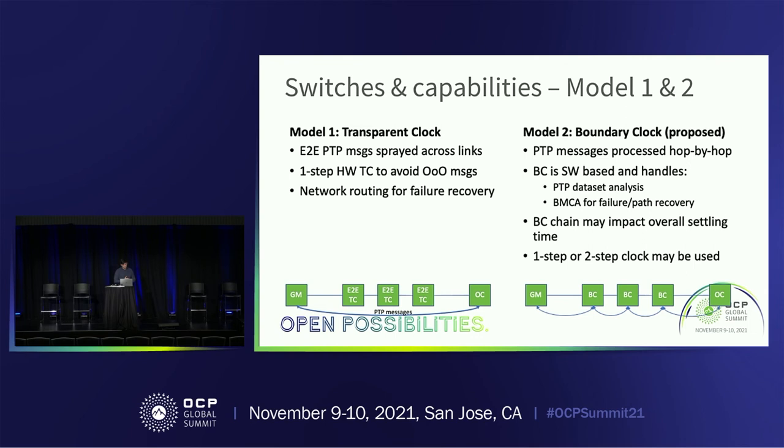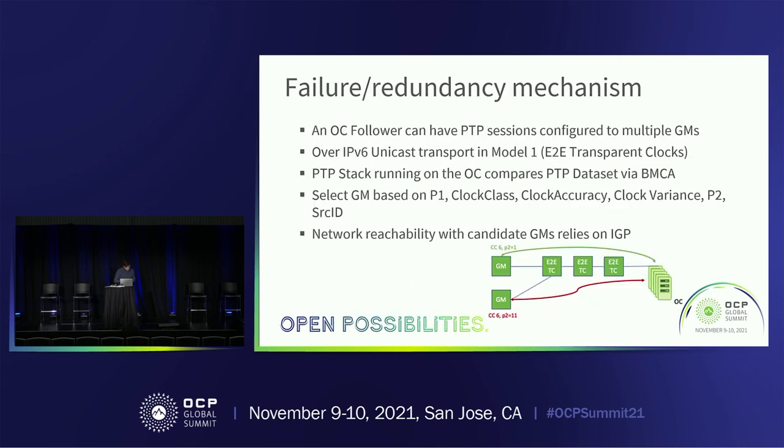The other thing with one step is that it guarantees that each message is linked to its own timestamp. What you want to avoid is that the sync message would take one path and the follow-up would take another path. That could happen if you've got equal cost multipath across multiple links and you're packet spraying those messages, which means you could have out-of-order sequences.